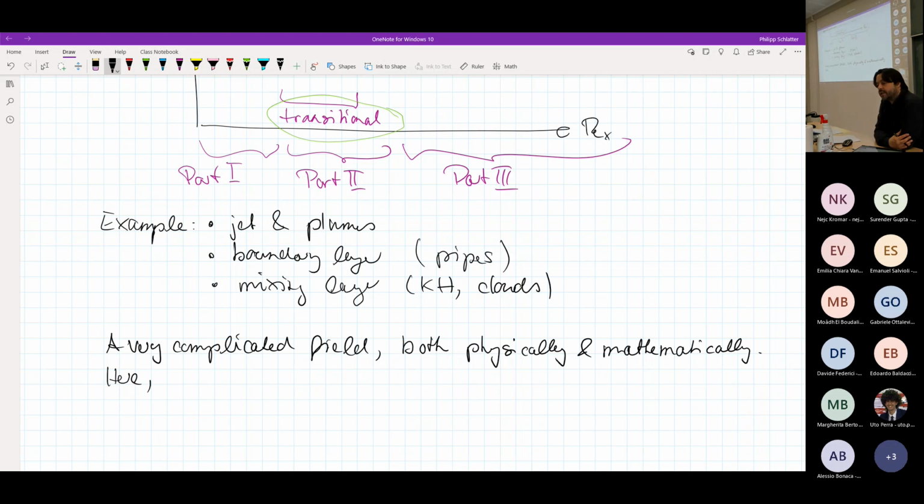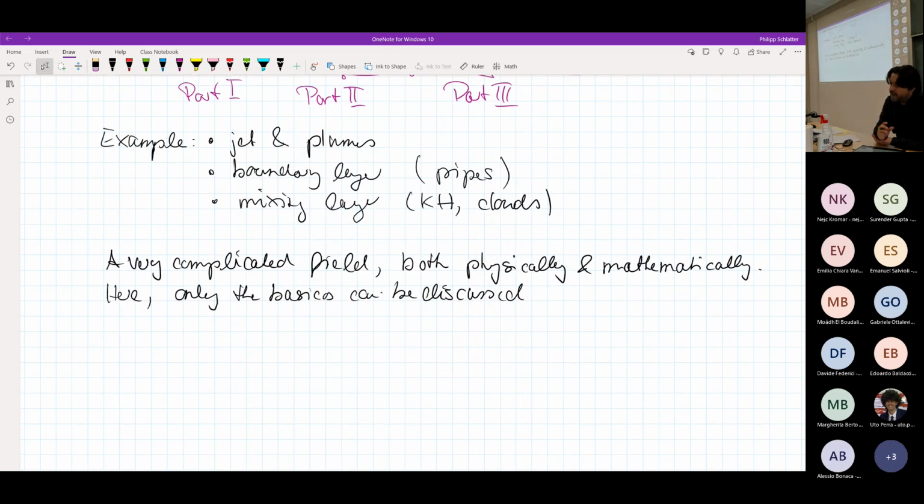But I still think it's important that I also give you a little bit the flavor of the mathematics behind it, and not just show you nice pictures, because it's so interesting that hopefully some of you find this an interesting topic to study further and go more into depth. So here only the basics can be discussed. The basics in terms of the math, but also in terms of the ideas behind it.